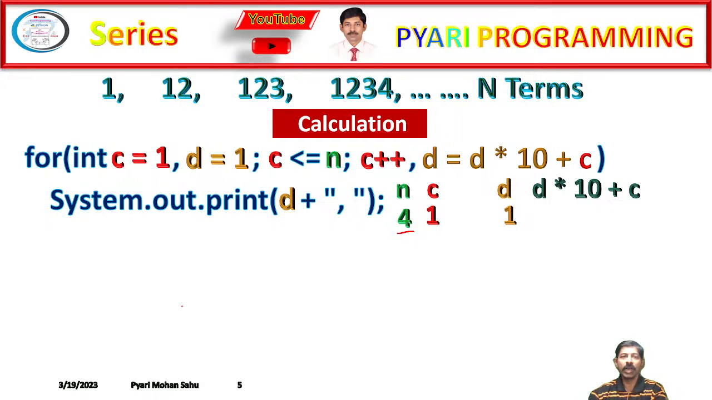Now initialization, c is equal to 1. So that's why I am putting c is equal to 1 over here. Now d is equal to 1, so I'm putting d is equal to 1 over here. Initially I need to display 1, so d value is 1, and I'm displaying d, so initially it will display 1. After initialization there is the condition c is less than equals to n, it is true. Now this is my first term, this is my second term, this is my third term, and this is my fourth term.